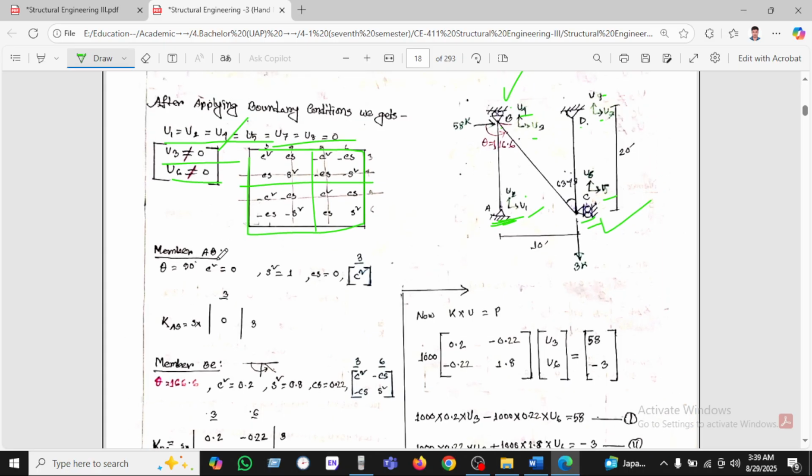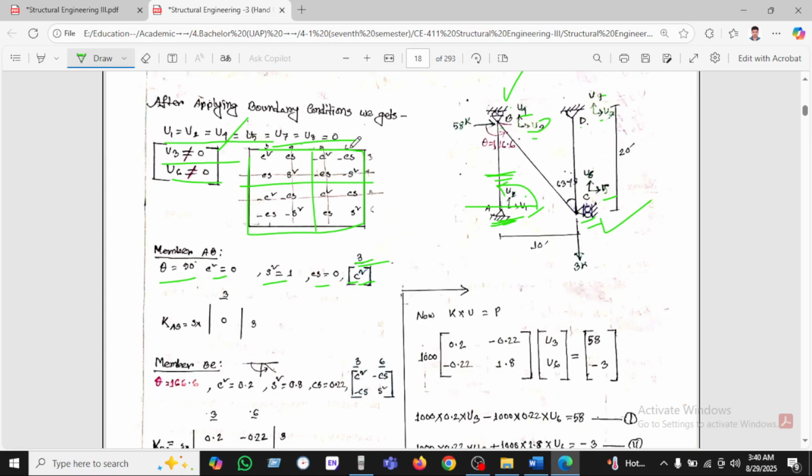Okay, let's see member AB, this is the member AB. Theta is 90 degrees, as we are always considering theta from the horizontal, that means cos 90 degrees squared equals 0. So S square means sin 90 degrees squared equals 1. CS means cos times sin equals 0. So how will we calculate? Because in member AB only 3 is unknown, that's why we have been taking 3.